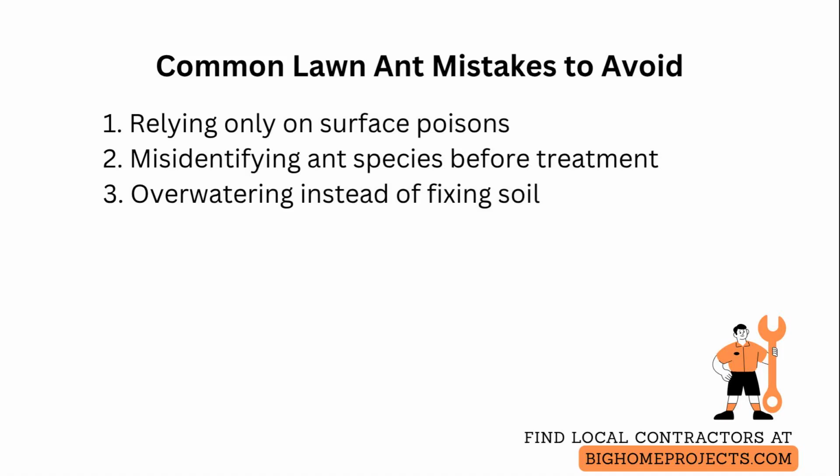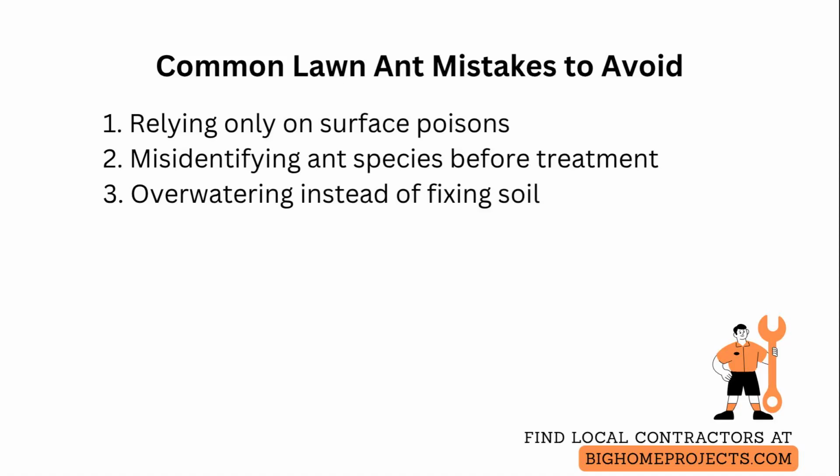3 common mistakes are treating ants only with surface poisons without addressing soil conditions, assuming all ant species require the same control, and overwatering to compensate for poor soil, which creates other problems. Relying solely on surface treatments leads to recurrence because colonies simply relocate or deeper nests persist, so combine nest treatments with the soil amendments mentioned earlier.